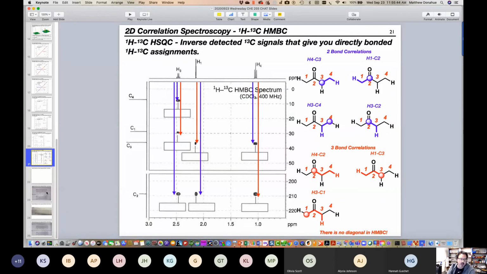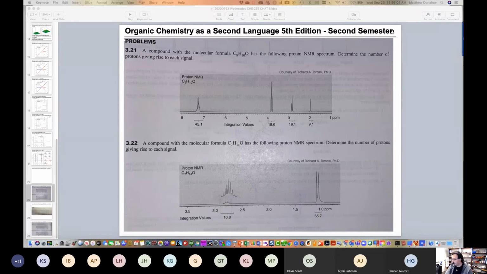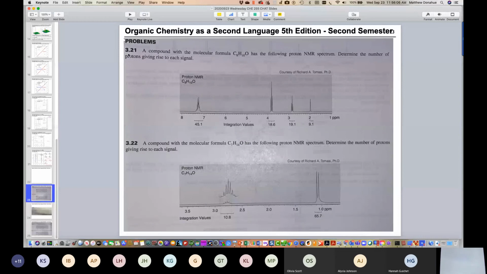So as I promised, we do have a couple minutes to do some problems that occur in your workbook. And so maybe we can get 1 or 2 of them done as shown on the slide deck here now. I'm going to switch over to the doc cam, but we're going to work from the slide. This is problem 321 in the second semester Organic Chemistry as a Second Language workbook.